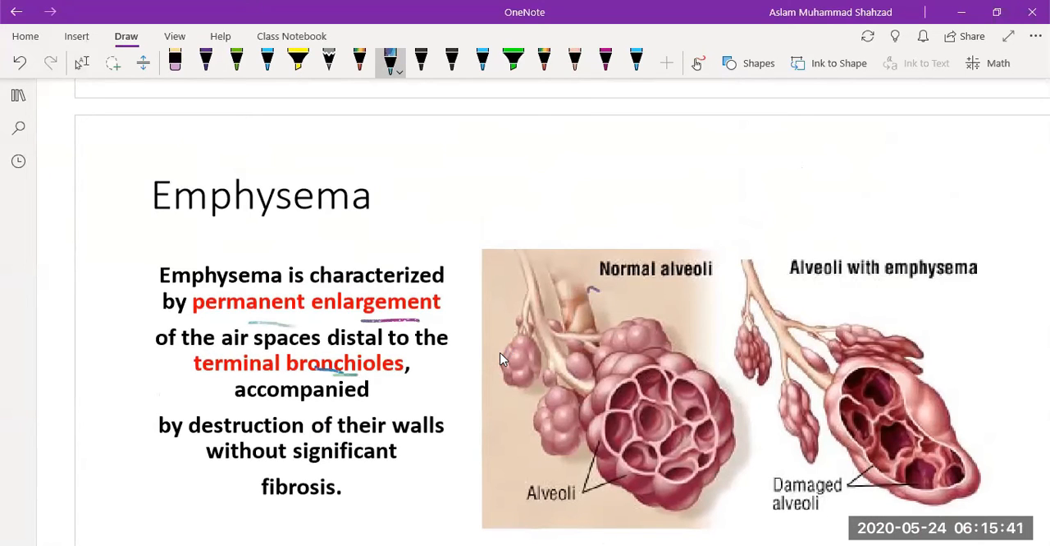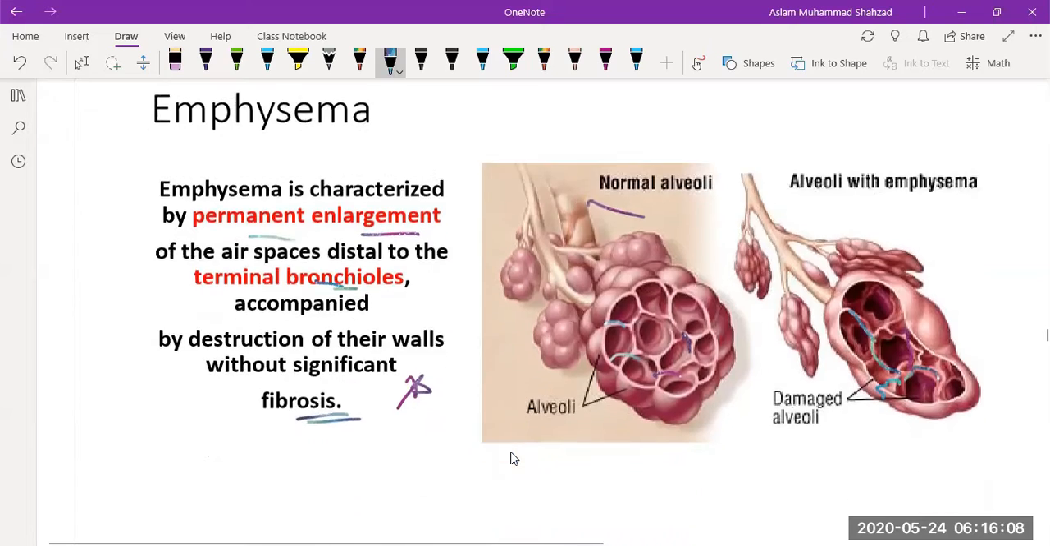This is a normal bronchiole where you can see that the alveolar sacs are healthy, they are normal. But what happens in emphysema, they are distended, their septa have been broken down. So the alveoli collapse, and it damages and destroys the walls without significant fibrosis. That is very important, because in the previous disease there was the formation of hyaline membrane, but in this case emphysema occurs without fibrosis.